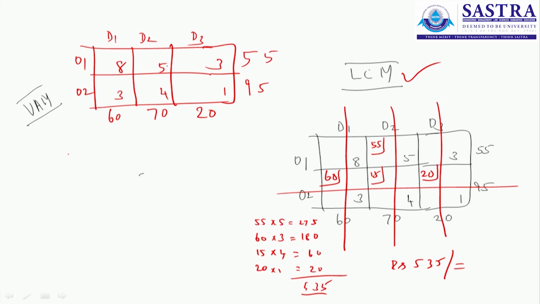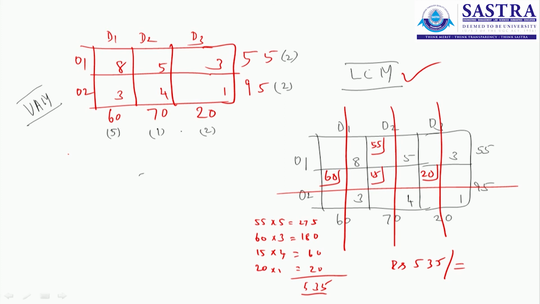3. Next least 5. What's the difference? 2 units. The second row, what's the least? 1. Next least 3. Difference is 2 units. For the first column, least is 3. Next least is 8. So difference is 5. For the second column, 4, 5. Difference is 1. For the third column, 1, 3. Difference is 2. This is the first step for applying Vogel's approximation method.